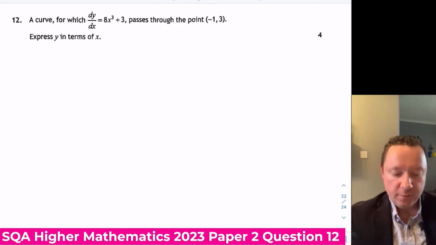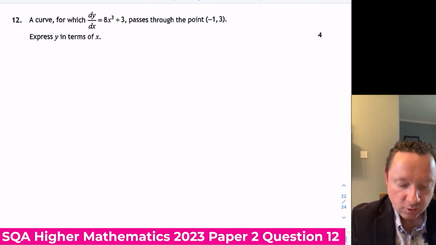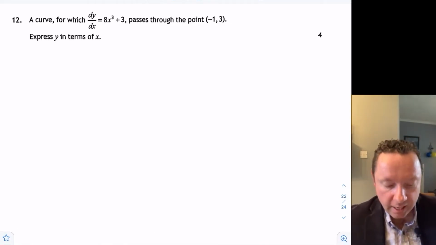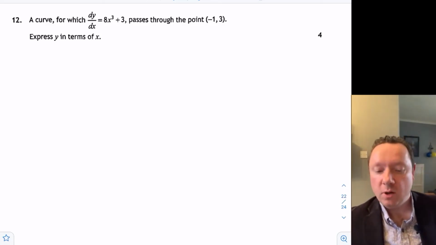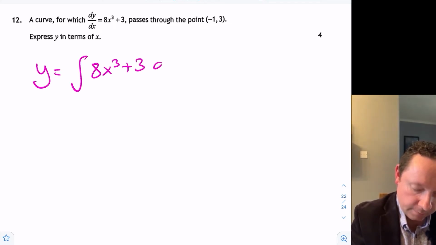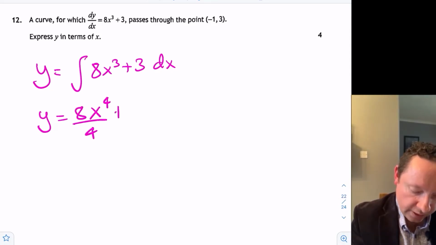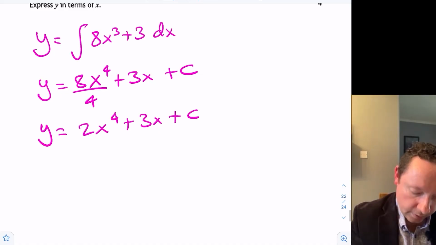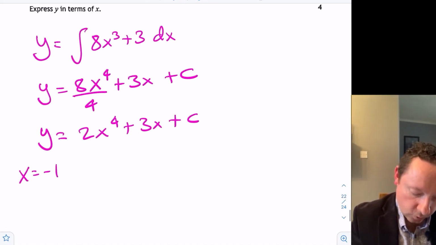SQA Higher Maths 2023, paper 2, question 12. A curve for which dy by dx equals 8x cubed plus 3 passes through minus 1, 3. Find y in terms of x. We have a differential equation, and we integrate dy by dx to get y, but that's going to have plus c, so sub in the point. So y equals the integral of 8x cubed plus 3 dx. So y equals, add 1 to the power, divide by the new power, so 8 over 4 plus 3x plus c, or y equals 2x to the 4 plus 3x plus c. At the point when x equals minus 1, y equals 3.